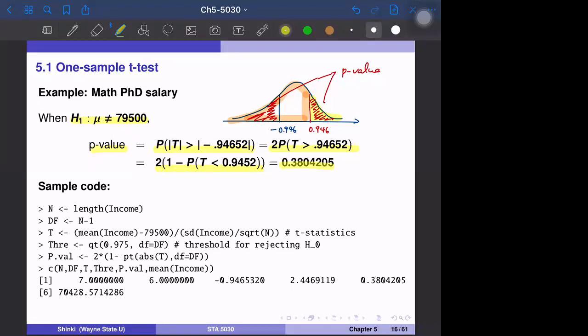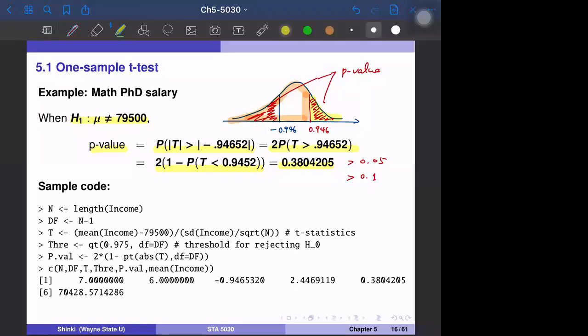So this p-value is larger than 0.05. So at the 5% significance level, we do not reject the null hypothesis. If the significance level is even 10%, 0.1, the p-value is still larger than 0.1, so we do not reject the null hypothesis.